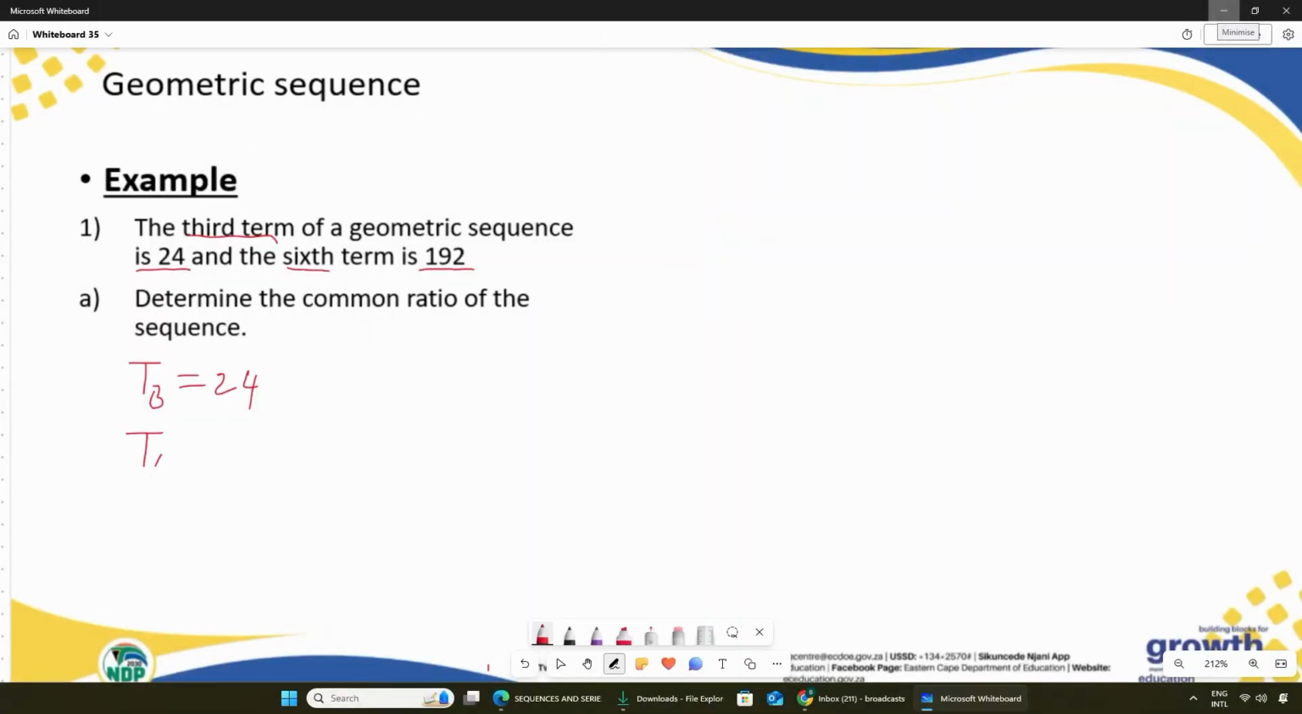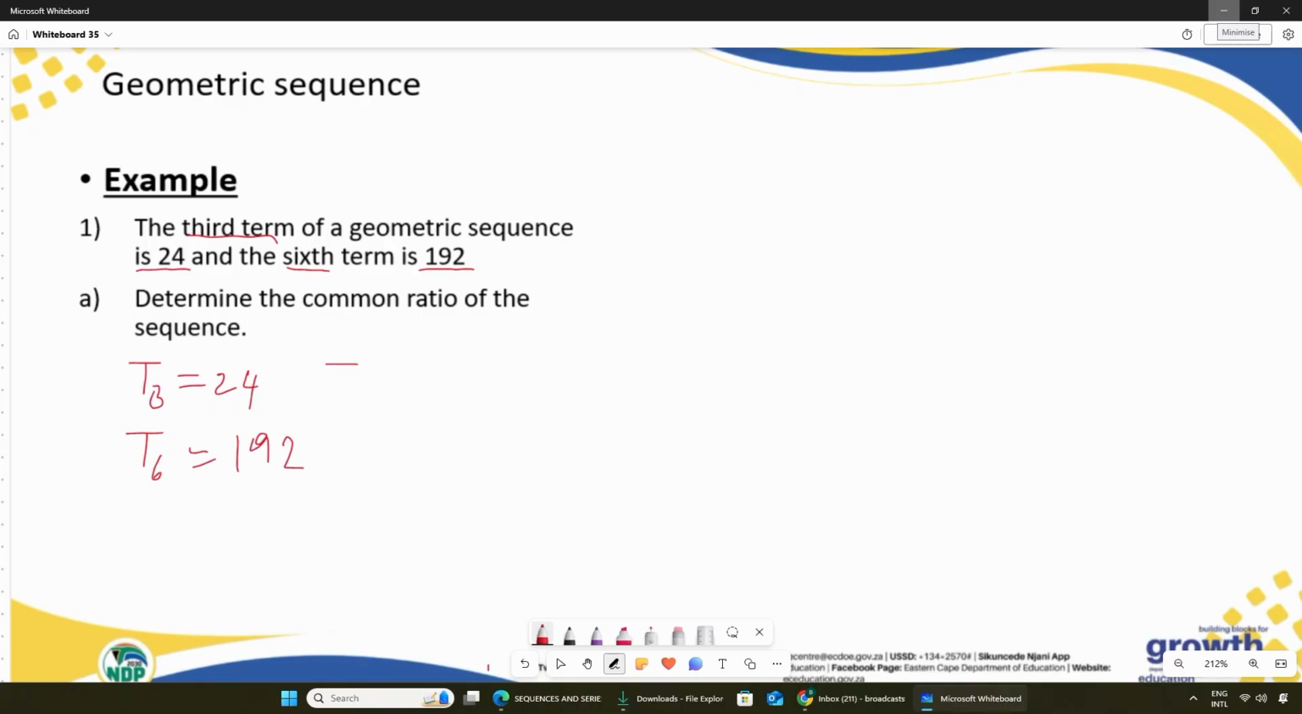Let's check this information. The third term of a geometric sequence is 24. That simply means T3 is equal to 24. And the sixth term is 192. That simply means term 6 is equal to 192. This is the information that has been given to you. Now, you have to link this information with the information that you know. What do you know about this information?